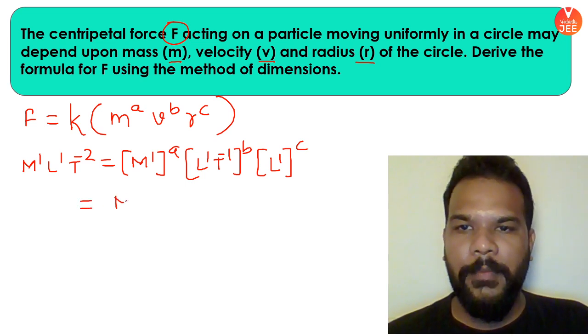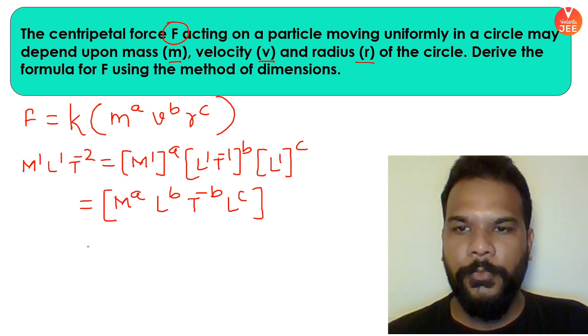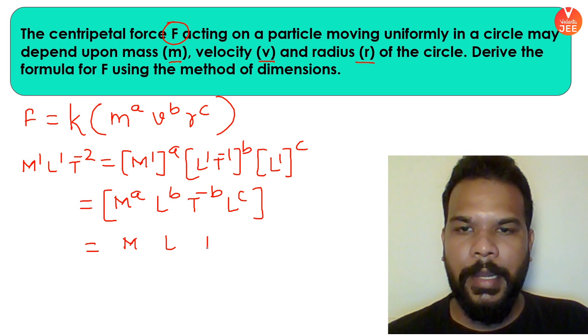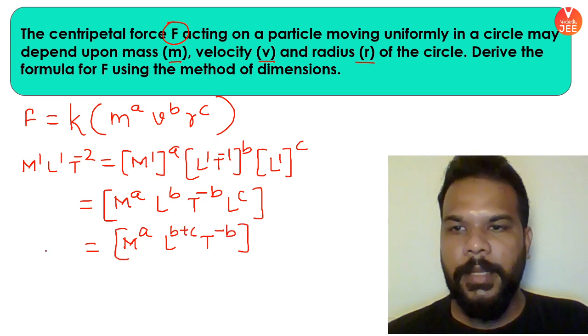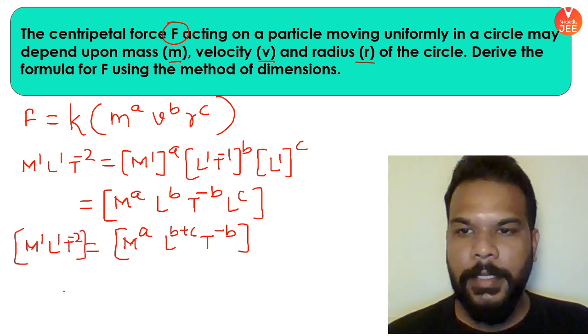I have M to the power A, L to the power B, T to the power minus B and L to the power C. So again, just writing as M, L and T, I have M to the power A, L to the power B and C, that means B plus C, and T to the power minus B. Now I can compare the powers with the left hand side, that is M1, L1, T minus 2. Okay guys, that means what?